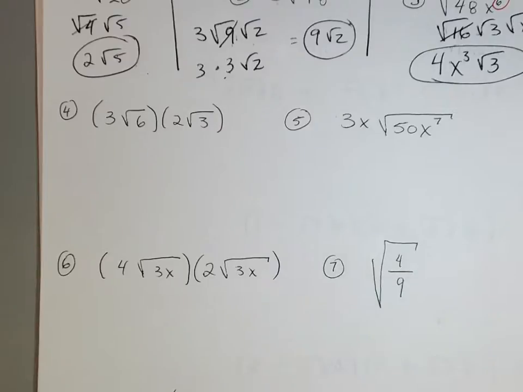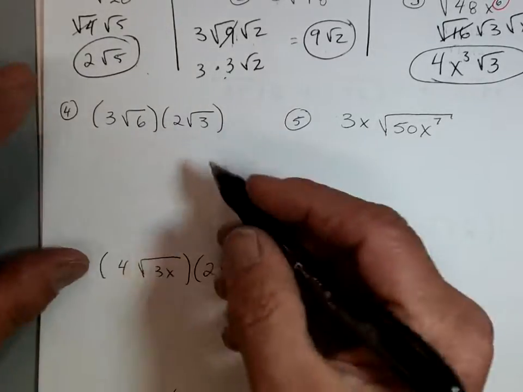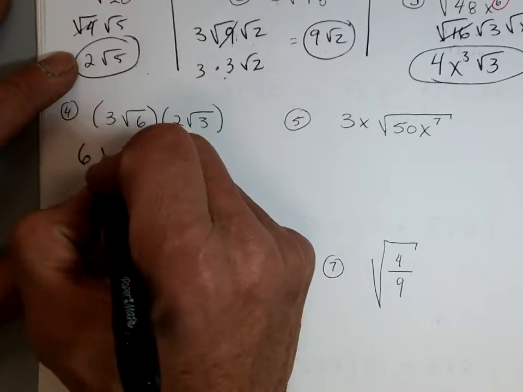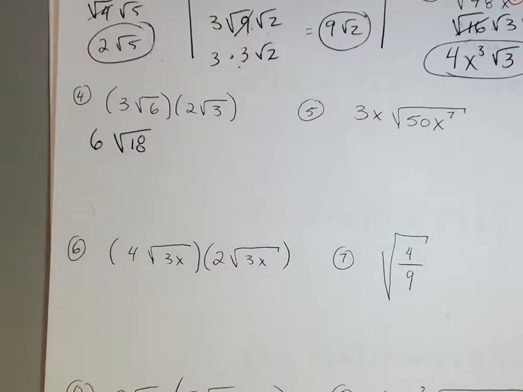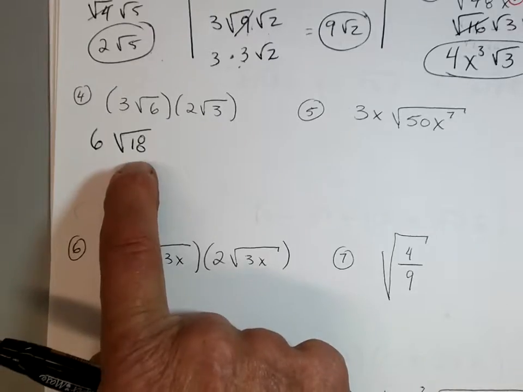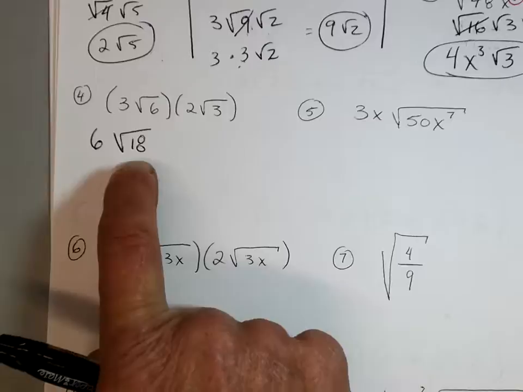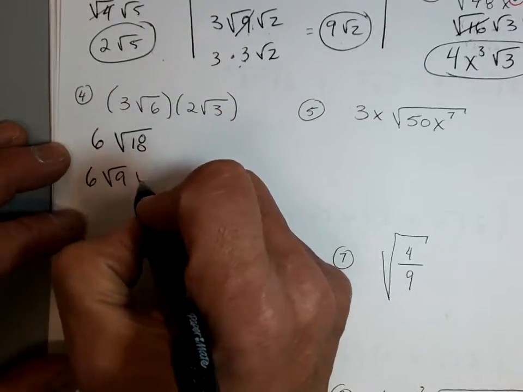Okay, number 4. These are regular whole numbers. Let's multiply them first. We get 6, and then these two square root numbers multiply. We get the square root of 18, okay? Now, we would be done if 18 wasn't reducible, but 18 is reducible. So what times what makes 18? 9 and 2, yeah. So we keep the 6, square root of 9, square root of 2, right?